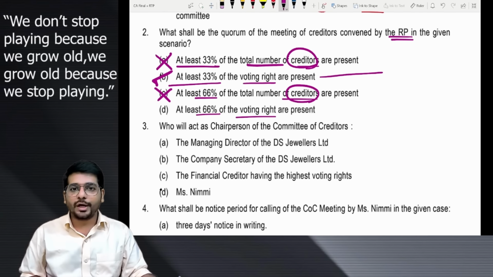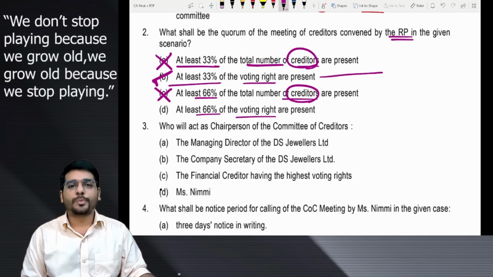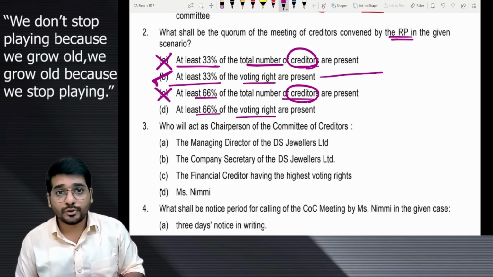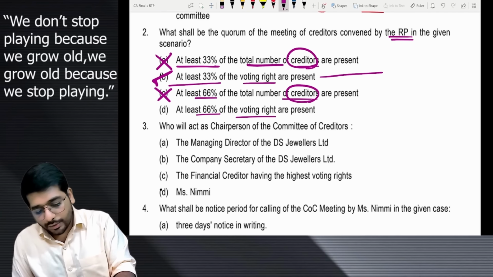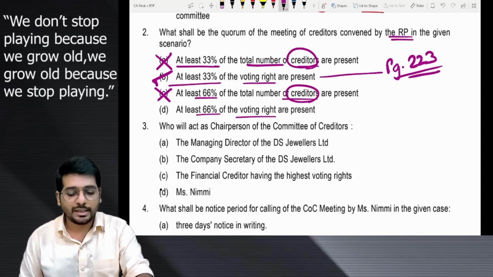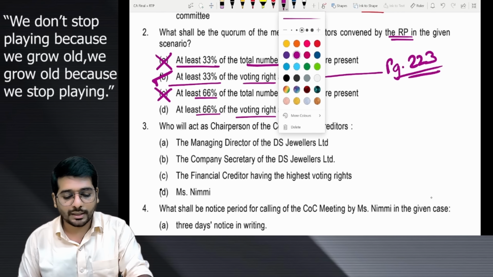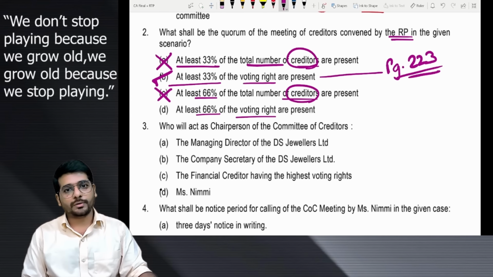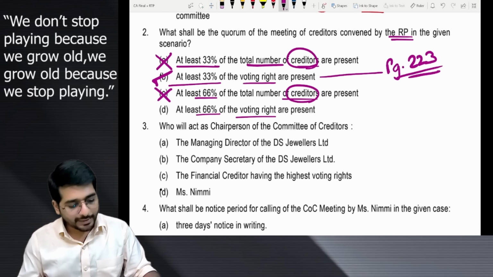How do you know, sir? This is not a new provision. It's a pretty old provision. If you have my book, if you are my student, if you are referring to my book, you can refer to page number 223 in my book. Yes, I'm giving you the reference to the relevant page number to check. This is there in my book. So you can refer to it from there as well.